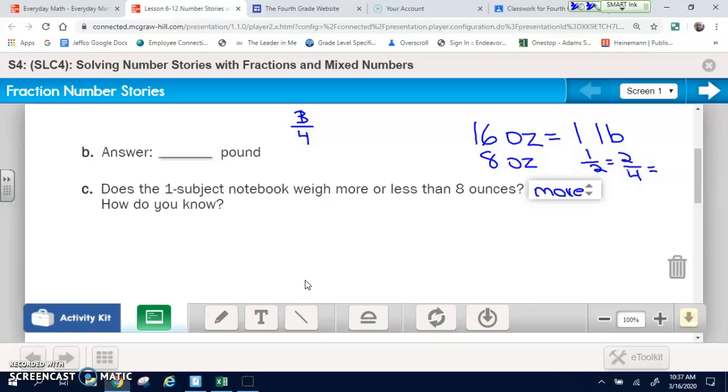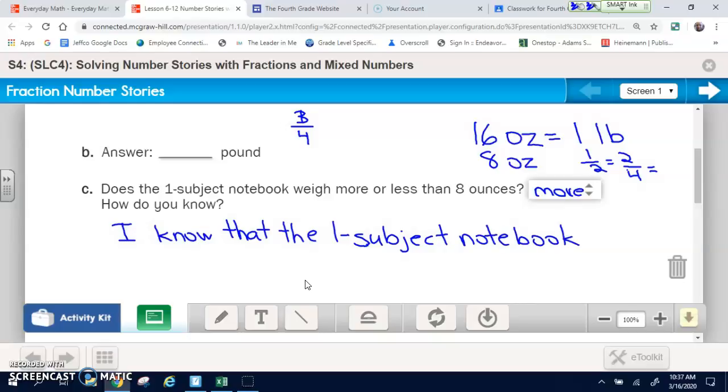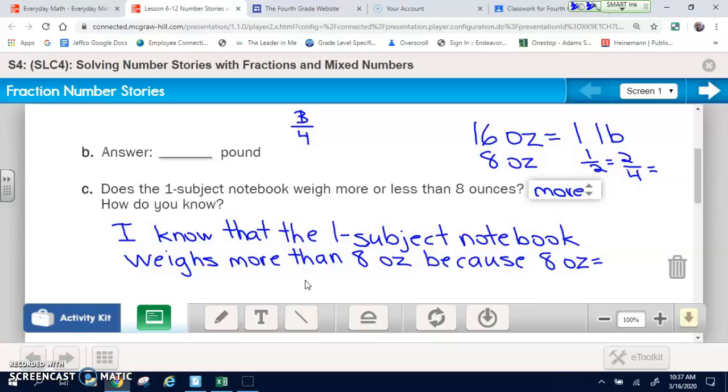And so we need to do our explanation. So how do we know? I know that the 1-subject notebook weighs more than 8 ounces because 8 ounces is equal to 1/2 of a pound, and 3/4 of a pound is greater than 1/2 pound.